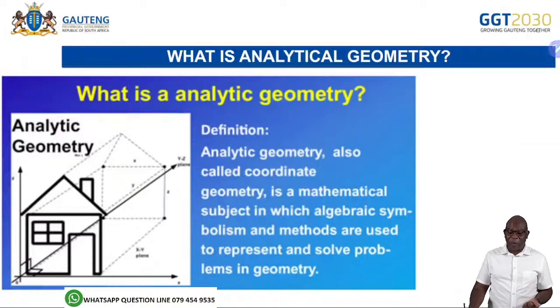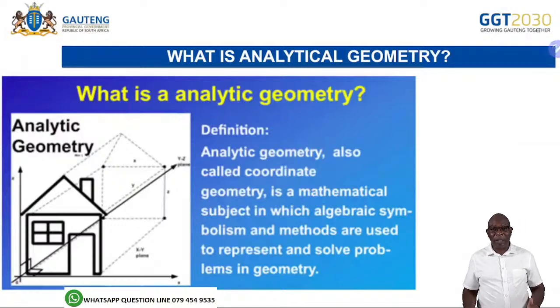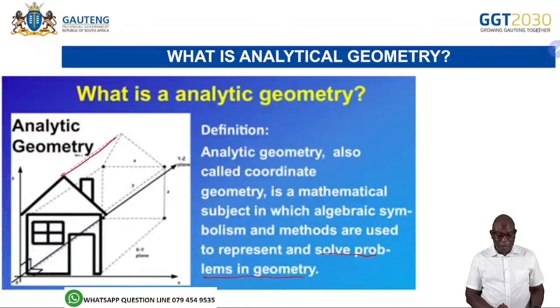Now, what is this analytical geometry that we are doing here? It is a mathematical subject in which algebraic symbols and methods are used to represent and solve problems in geometry. In other words, we are going to have geometric figures. In this case, we have a parallelogram, a square, and a rectangle. So you can see those geometric figures.